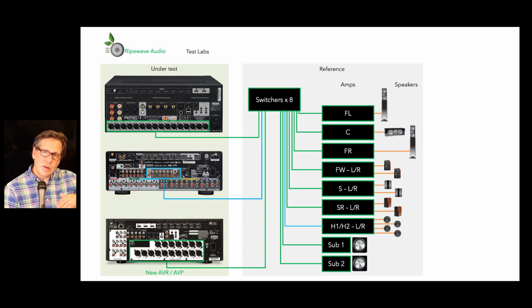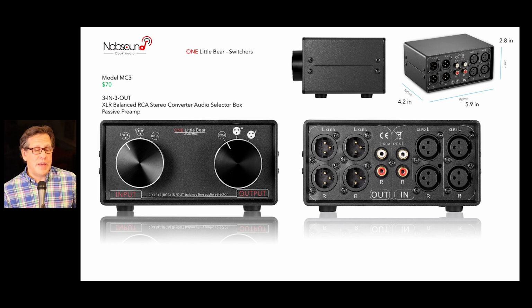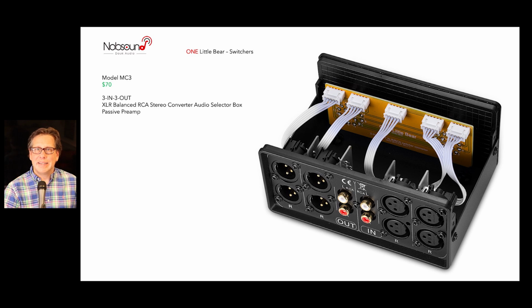And we have all the ear level speakers, we got the height speakers, we got our subwoofers, and each of them on its own switcher, so we can quickly hear the differences between these products. And the product we're using for that is the Knob Sound or Duke Audio One Little Bear, and it takes balanced and unbalanced connections and puts that out to our amplifiers. We're using all external amplifiers into our speakers. And it's a very passive device, very clean. It doesn't introduce any signal noise, and that's why we like this.